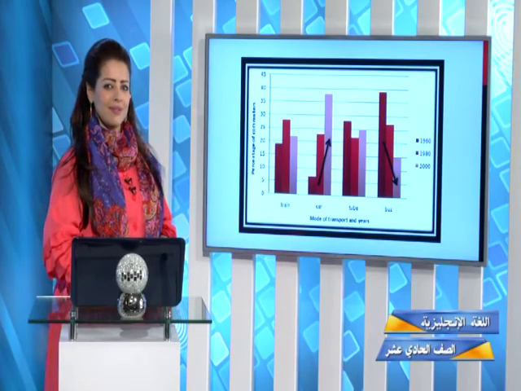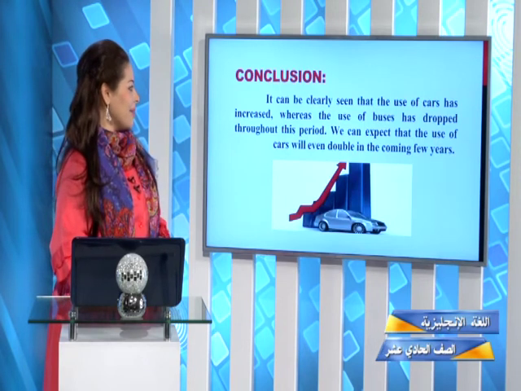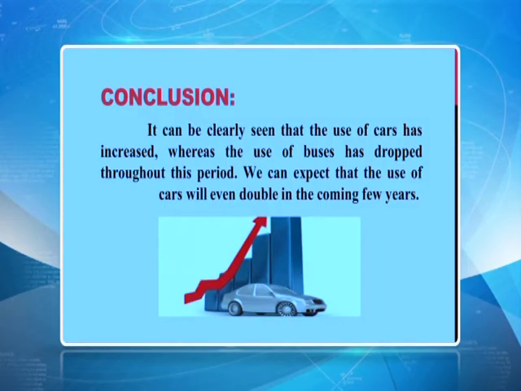Decrease, fell. Very good. So our conclusion: it can be clearly seen that the use of cars has increased, whereas the use of buses has dropped throughout this period. We can expect that the use of cars will even double in the coming few years. So, in a conclusion, we give something as an overall, and we can also give something that can tell us what's going to happen. Okay, but there is no advice in it because it's a chart.